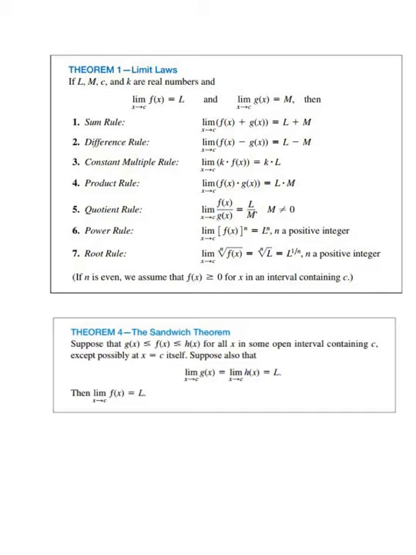Power rule says pretty much the same thing. You can take the limit as x approaches c of f of x, get that answer, and then raise it to the power. Root rule: if you have a square root or a cube root or fourth root of some function, you can do the same thing. You just do the limit as x approaches c of the function f of x, get that answer, and then take the radical after.